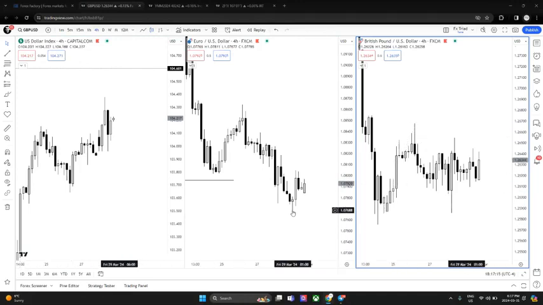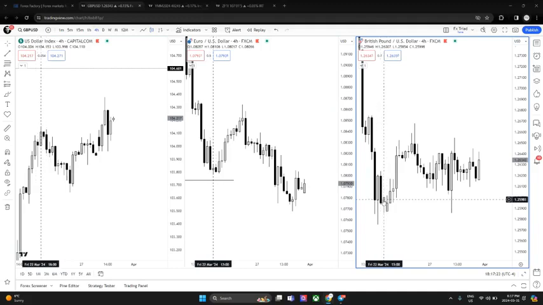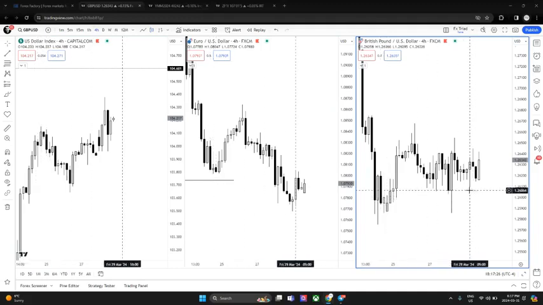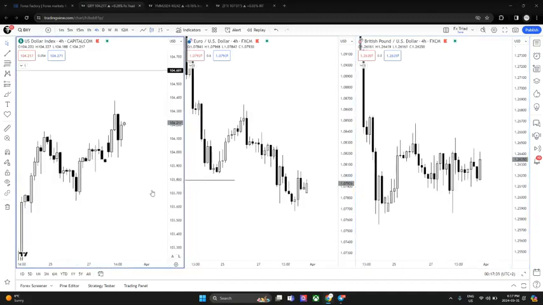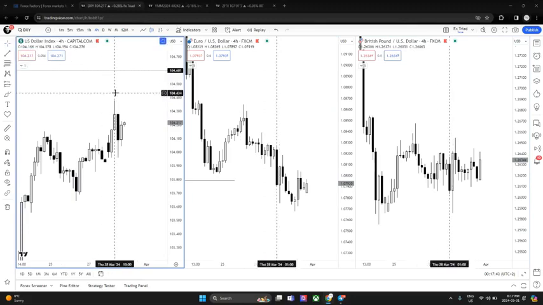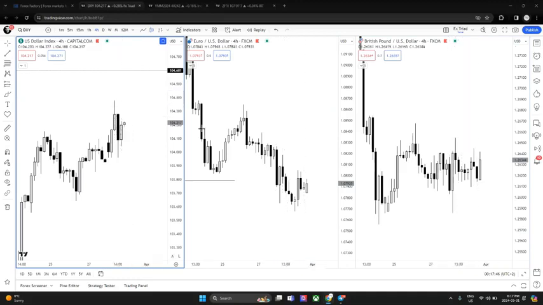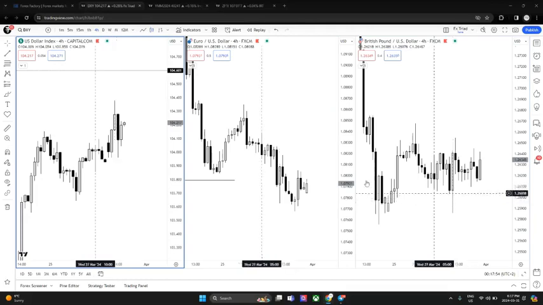We have the euro below this low. The pound failed to break below this low. And then here again, we have SMT. So if the dollar takes this high out right here, and the pound fails to take this low out, then we would definitely have something to do.